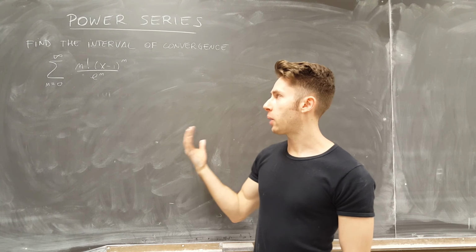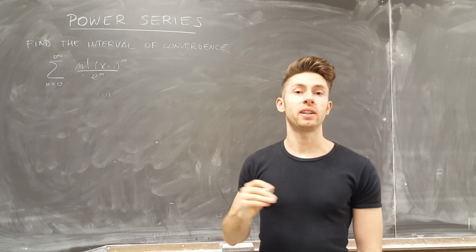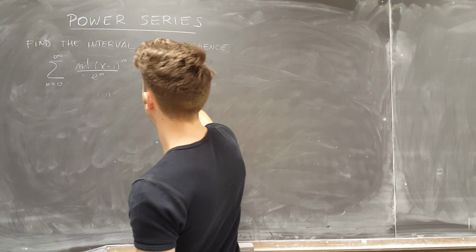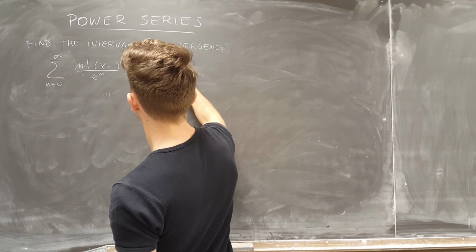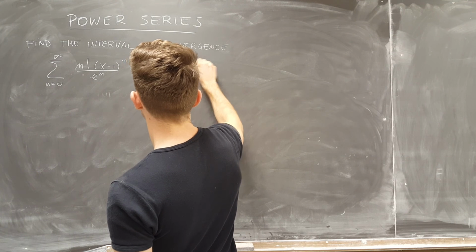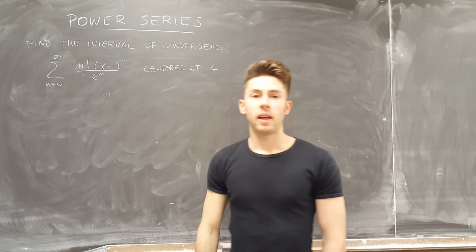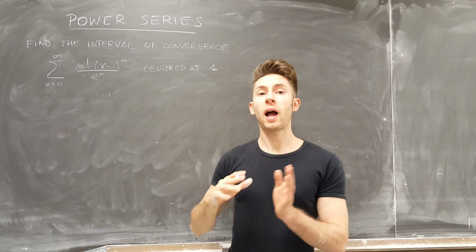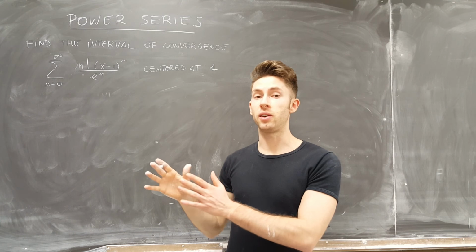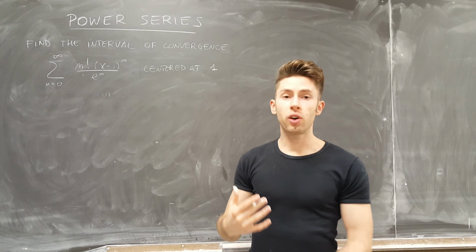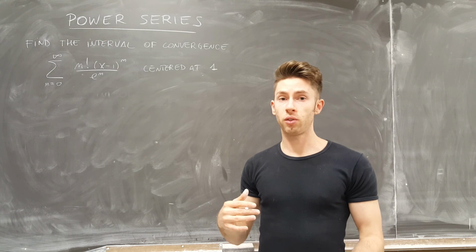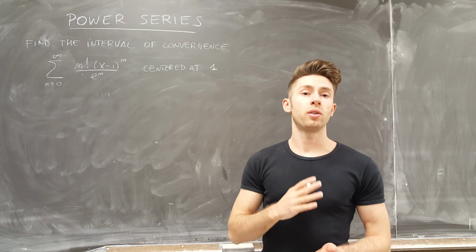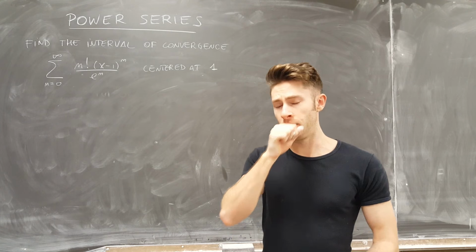Okay, so here we have a power series, which is centered at 1. And we're asked to find the interval of convergence. So that's all values of x for which the series is convergent. So first of all, let's compute the radius of convergence, which we're going to do by the ratio test.